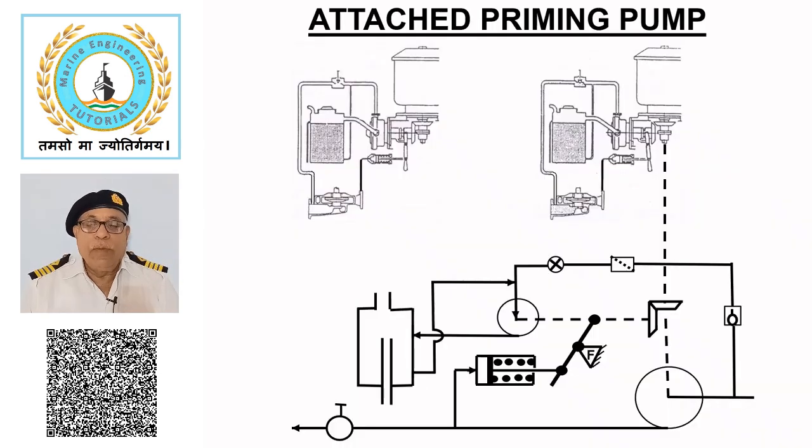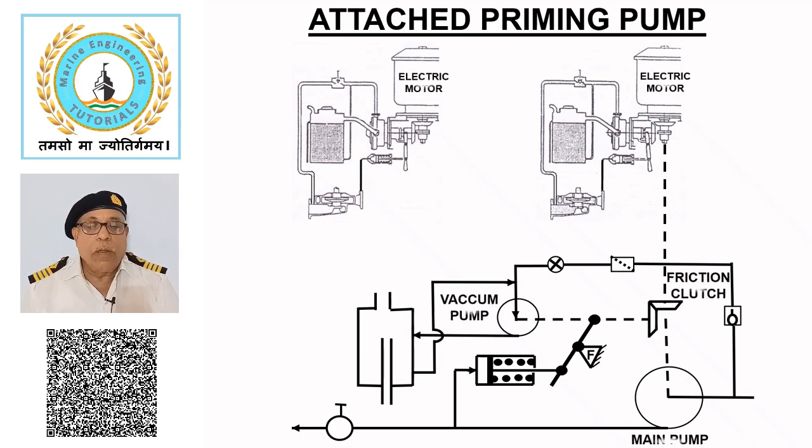Attached priming pump. This sketch shows the layout of a centrifugal pump attached with a liquid ring priming pump. The sequence of operation is described here. The main pump is driven by the electric motor, which is also connected with the vacuum pump through a friction clutch. On starting the electric motor, if the main pump is dry, vacuum pump automatically engages through the friction clutch.